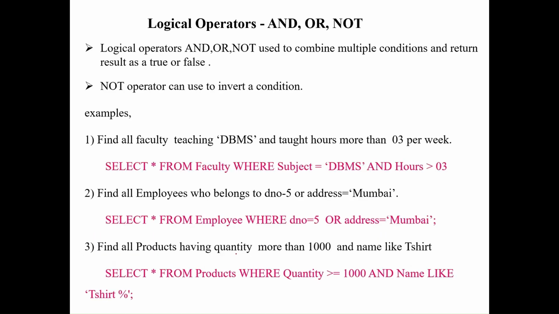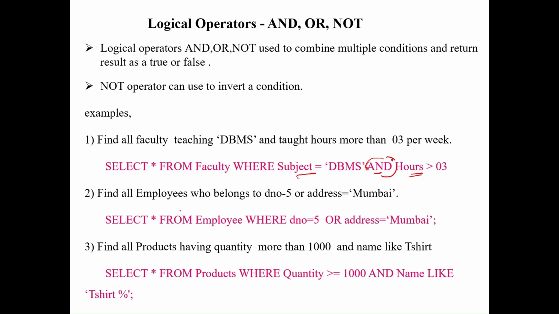Next, the logical operators: and, or, not. Logical operators are used when the number of conditions increases. For example, if I want to find all the faculty who are teaching the DBMS subject and also the number of hours is more than 3, when both conditions are satisfied, then I can use AND. AND is an operator used to add conditions. You can add 2 conditions, 3 conditions, and so on.